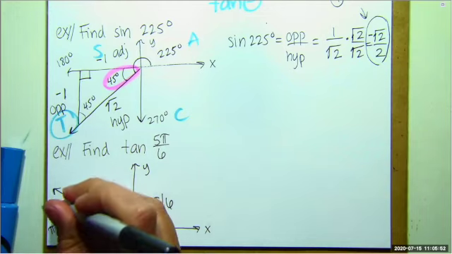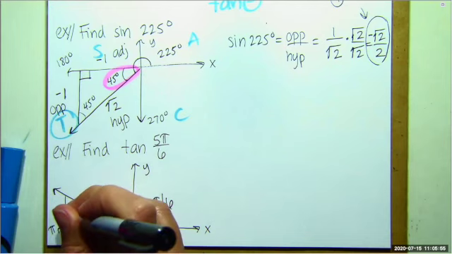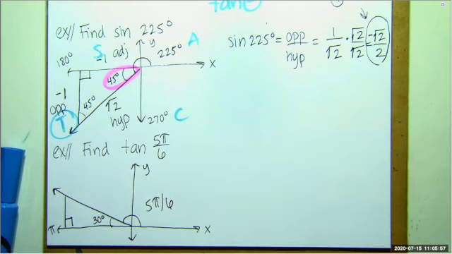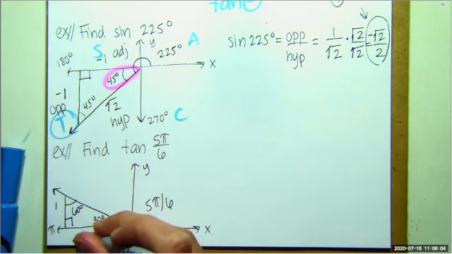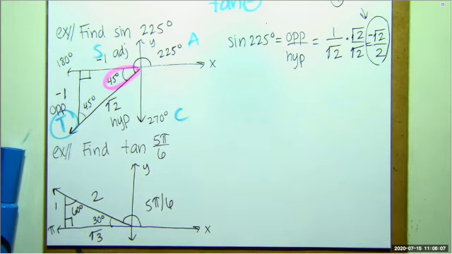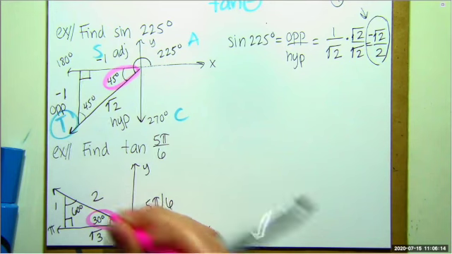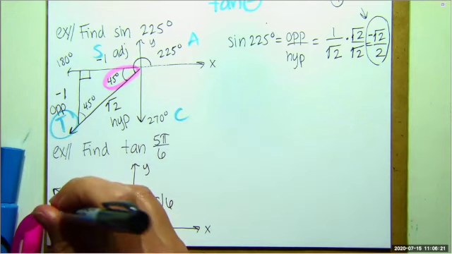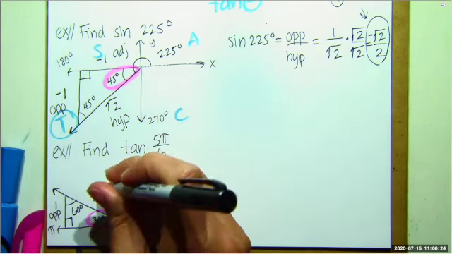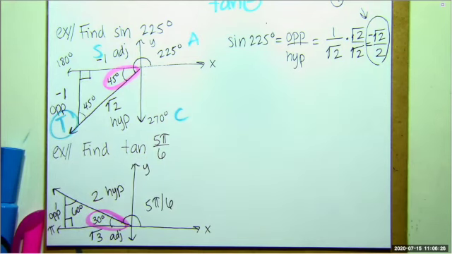Next step, drop a perpendicular from the terminal ray to the positive x-axis. Next step, fill in our angles and our sides. Here we got a 60. Our sides are 1, square root 3, and 2. Next step, circle our angle of reference. The angle of reference is always the angle inside the triangle that hits the origin. Next step, label our sides opposite, adjacent, and hypotenuse based on that angle.